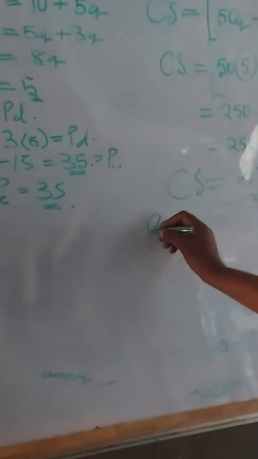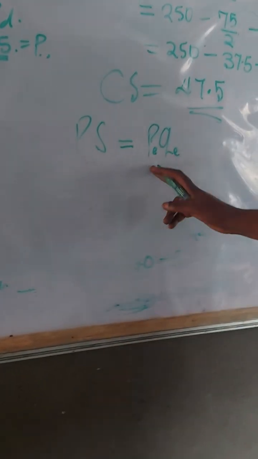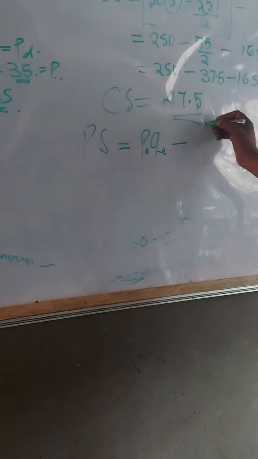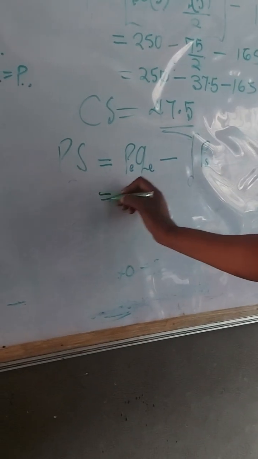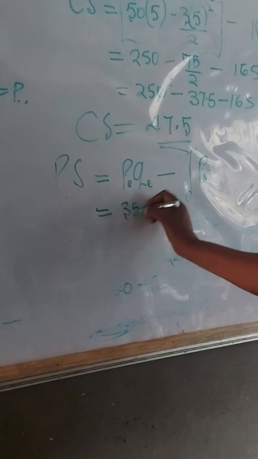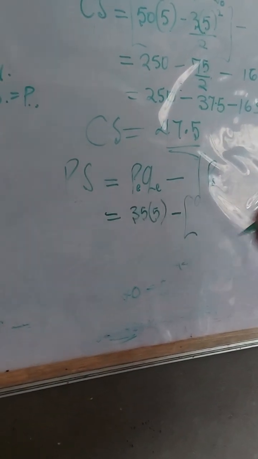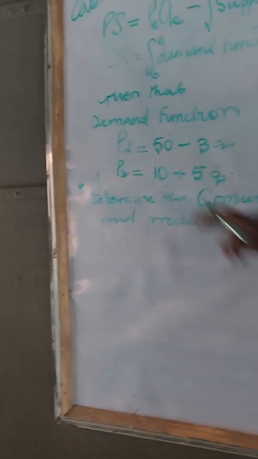surplus, you have producer's surplus is PEQE, that is the equilibrium price times the equilibrium quantity. Are you with me, class? Yes, sir. Minus the integration of the supply function. The integration of what, class? The supply function, that is PS. Okay? So we have 35 into bracket 5 minus, let us integrate the supply function, that is 10 plus 5Q.